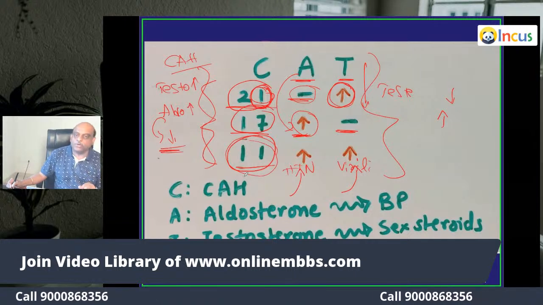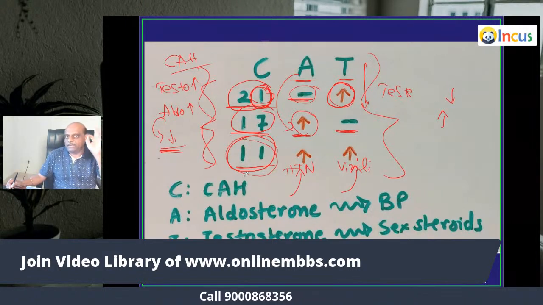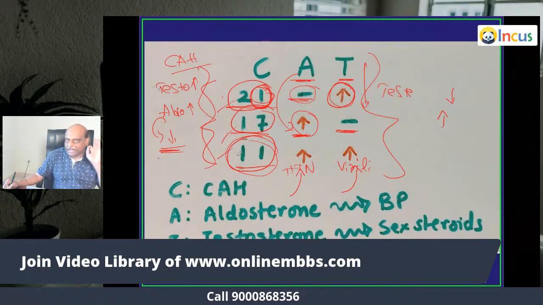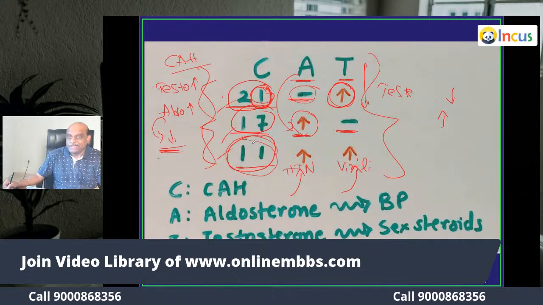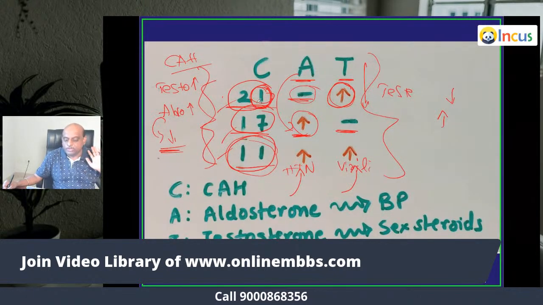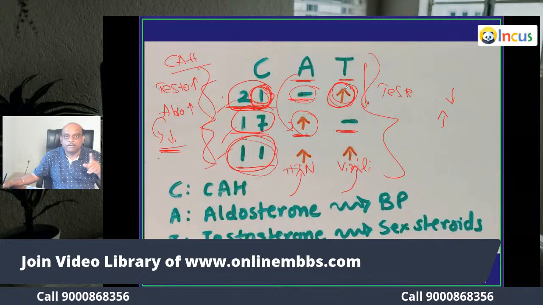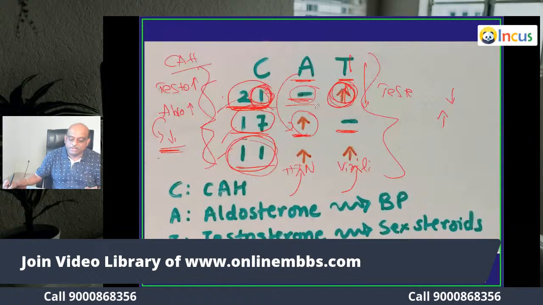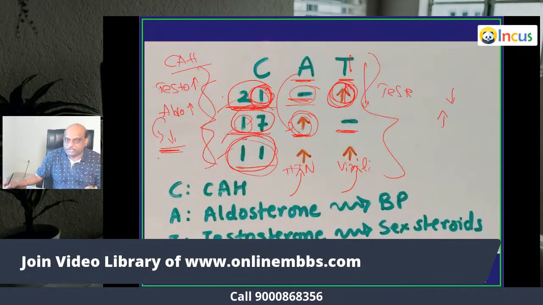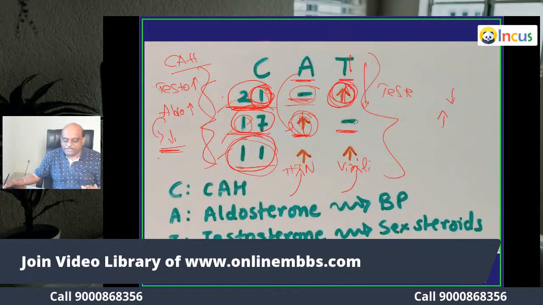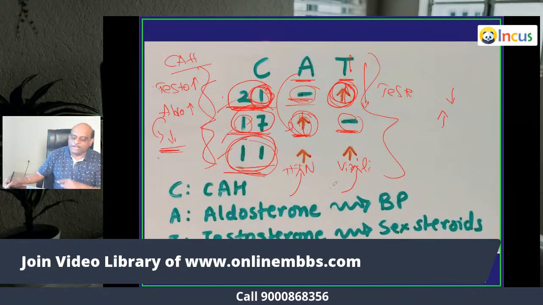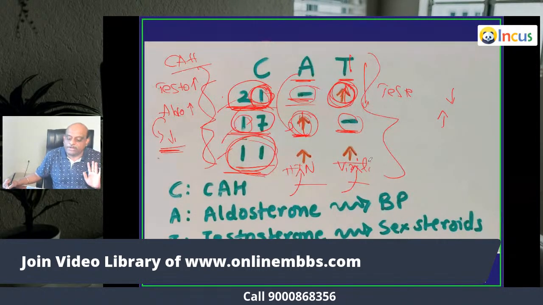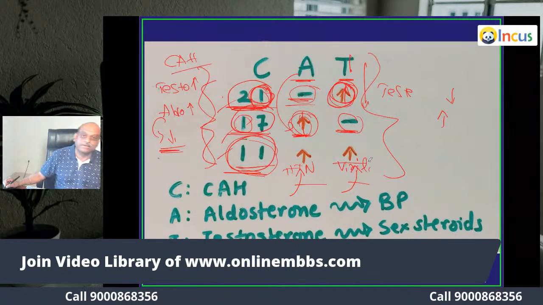Okay? Once more, I will repeat. In exam you need to remember each of these three types of congenital adrenal hyperplasias, whether aldosterone is elevated or testosterone is elevated. How will you know? If you write 21, 1 is coming under testosterone. So testosterone is elevated, aldosterone decreased. 17, 1 is coming in the aldosterone position. So aldosterone elevated, testosterone decreased. In 11, both 1s are coming in aldosterone and testosterone. So both aldosterone and testosterone are elevated. So both hypertension and virilization.